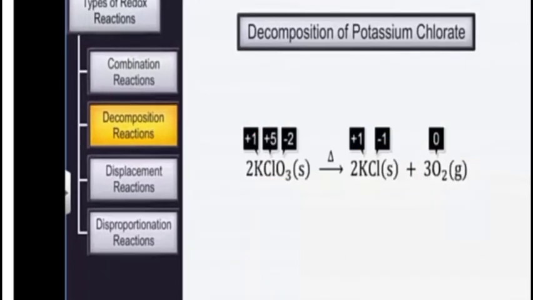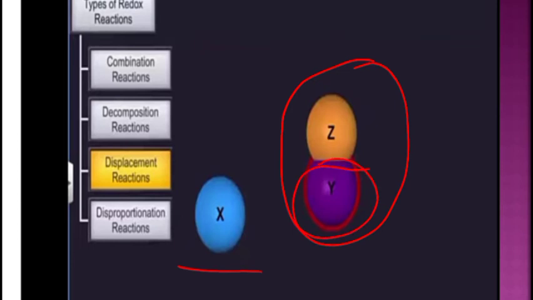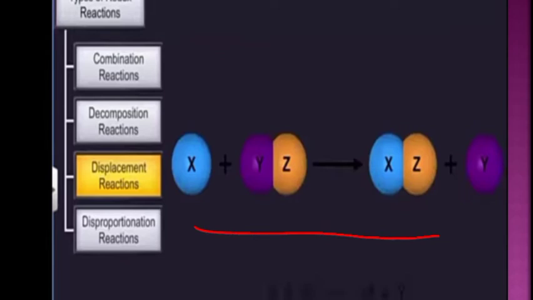We'll move to the next reaction, that is displacement reaction. Displacement means change in placement, change in position. If you check this compound, it is YZ, and here X is there. If Y of the YZ is replaced with X, then we can call it a replacement or displacement reaction. For example, X plus YZ, after the reaction, becomes XZ plus Y. Such reactions are known as displacement reactions.